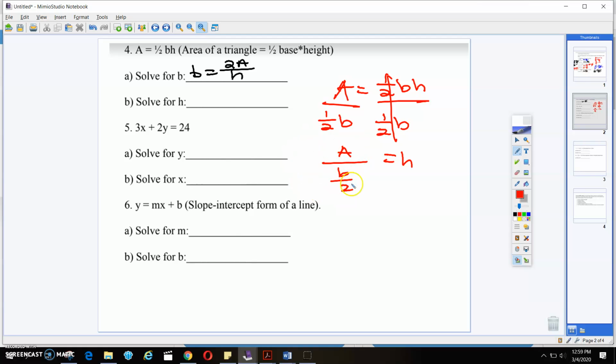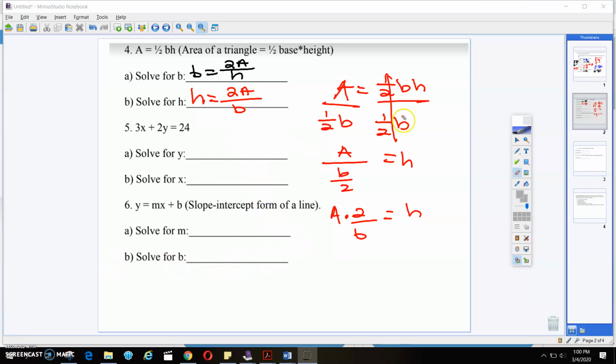Now remember, we're not going to leave this in fraction form. We're actually going to do the keep, change, flip method. So we're going to say a times 2 divided by b equals h. So if I wrote this out in one little fraction, I would say h equals 2a divided by b. How many of y'all got that right?